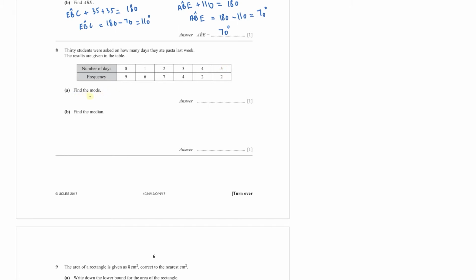So we have to find the mode. So mode is basically the value with the highest frequency. So the highest frequency is 9. So your value, number of days, 0, is your mode.